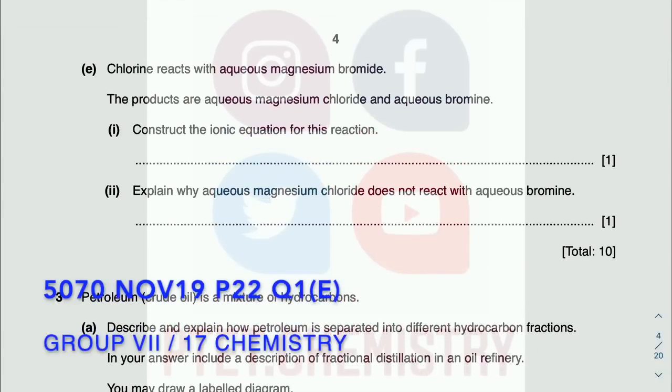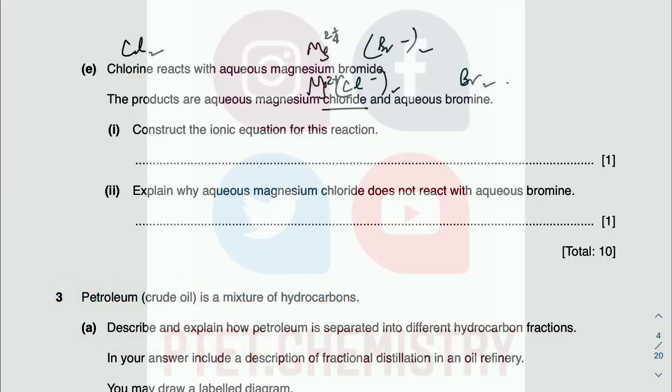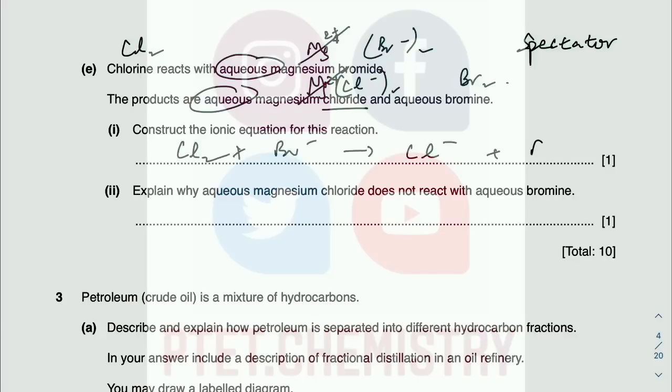Construct the ionic equation for this. This is a chloride, this is a bromine, this is chlorine, this is magnesium bromide. Mg2+ Br- times 2. This is Mg2+ Cl- twice. Aqueous and aqueous, Mg2+ and Mg2+ cancel. They are both soluble in solution. They are what we call spectator ions, so you can read that up if you're unsure what I'm talking about. Chlorine plus Br- gives you Cl- plus Br2. Balance the equation just like that.